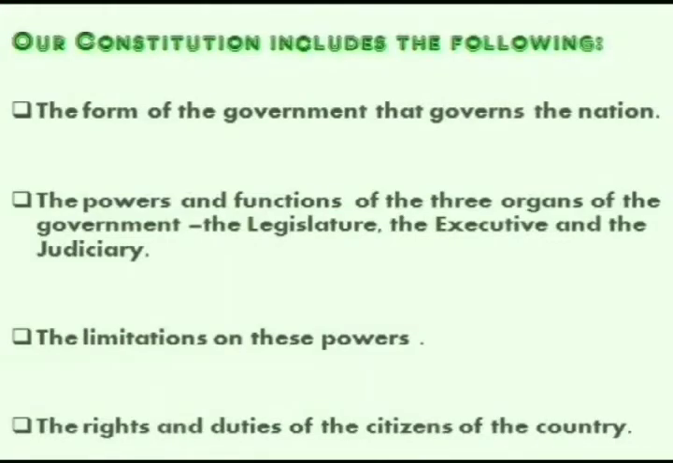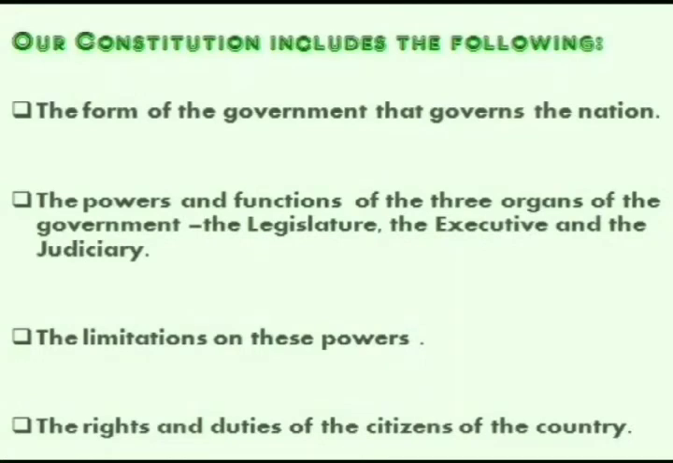What does constitution basically comprise of? Constitution includes the following. It defines and determines the form of government that governs the nation, like it is written in the constitution that we are having a democratic government, a republican government. So, it is written in the constitution that these are the features of a government.